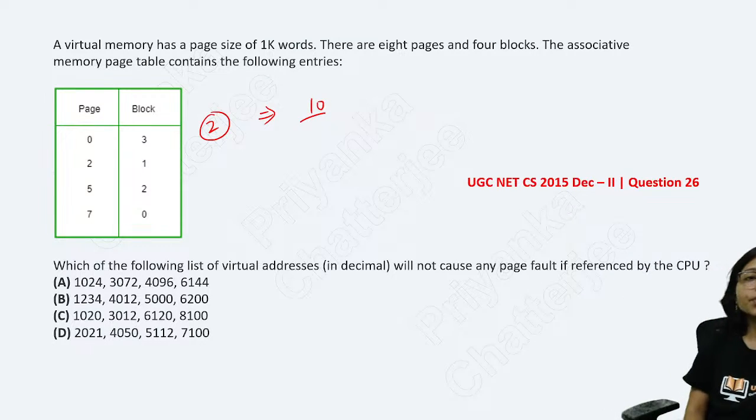A virtual memory has a page size of 1 word. There are 8 pages and 4 blocks. The associative memory page table contains the following entries. These entries are given. Now which of the list of virtual addresses will not cause any fault if referenced by the CPU?